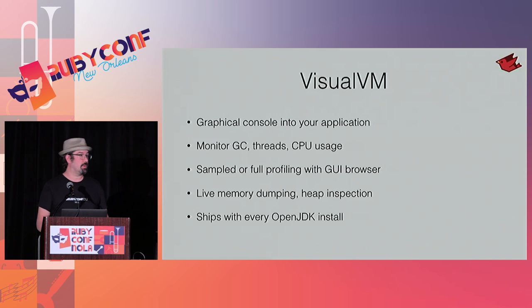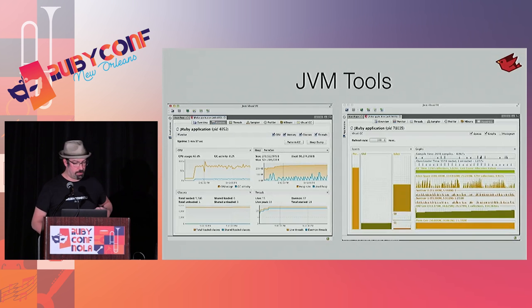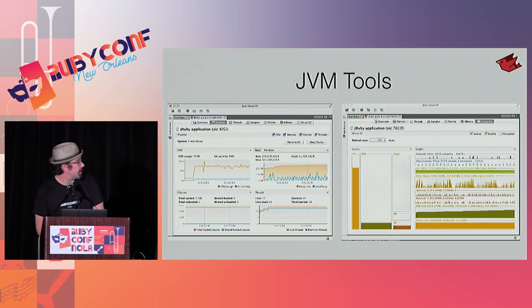One of the best ones, and one that I use on almost a regular basis, on almost every daily basis, is Visual VM. This provides a graphical view into what your application is doing. You just connect up to a running application, you can see threads executing, you can see the GC running, and so on. Here's two live views of Visual VM.